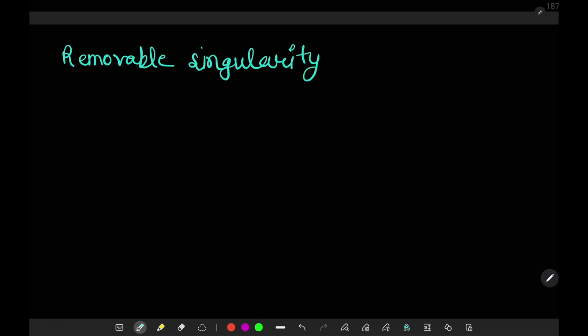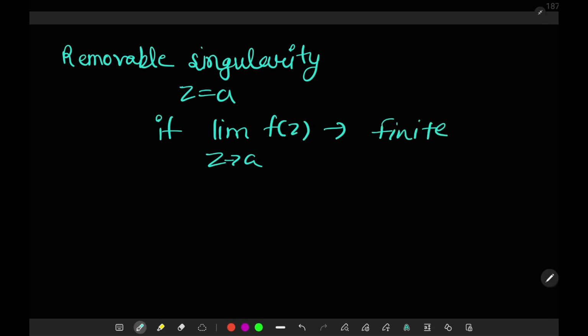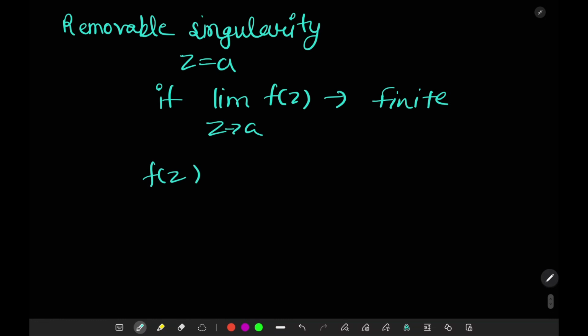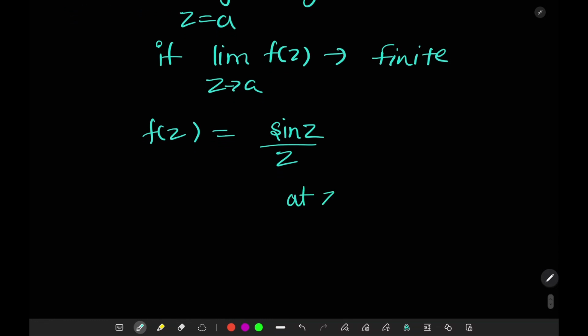Now another, removable singularity. z equals a is called a removable singularity of f(z) if the limit as z tends to a of f(z) exists as a finite value. For example, f(z) equals sin z divided by z has a removable singularity at z equals 0.